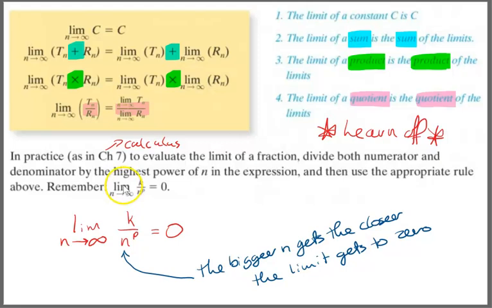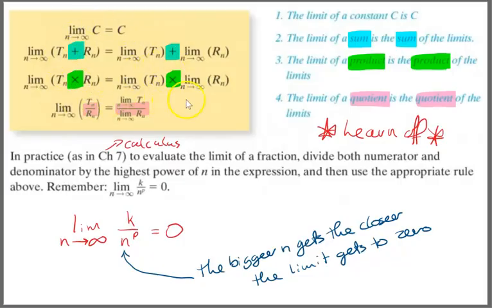Remember that the limit as n approaches infinity of k over n to the power p is equal to 0. So this is something that you have to learn off. It gets closer and closer and closer to 0. And because the difference is so tiny, we say it just tends to 0. So we say it basically equals 0, but technically it doesn't actually equal 0. So the bigger n gets, the closer the limit gets to 0.